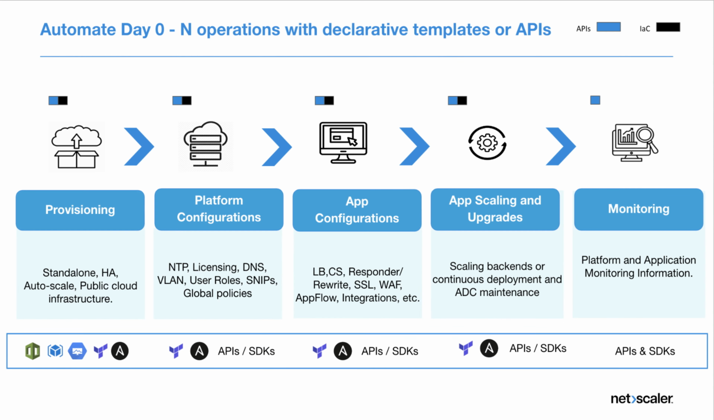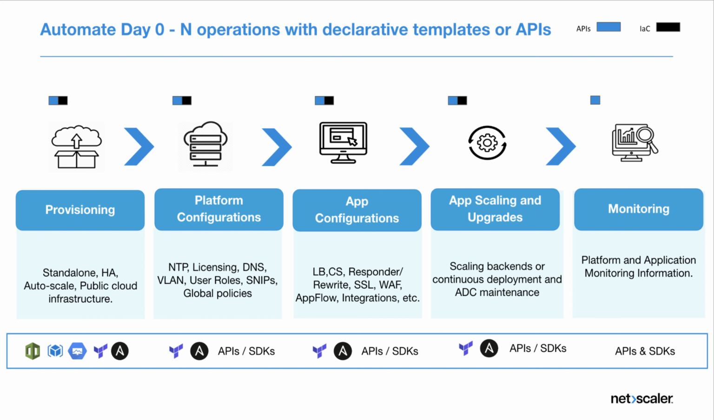When talking about automation, what we are trying to do is to give you a way to automate every day zero to day n operation using either declarative templates or APIs. As you can see here on the screen, all things from provisioning till upscaling and upgrades are 100% supported both with Terraform and Ansible. In addition, when we are talking about provisioning, we are also providing support for public cloud native templates like CloudFormation templates, ARM templates when talking about Azure, or Google Deployment Manager templates.